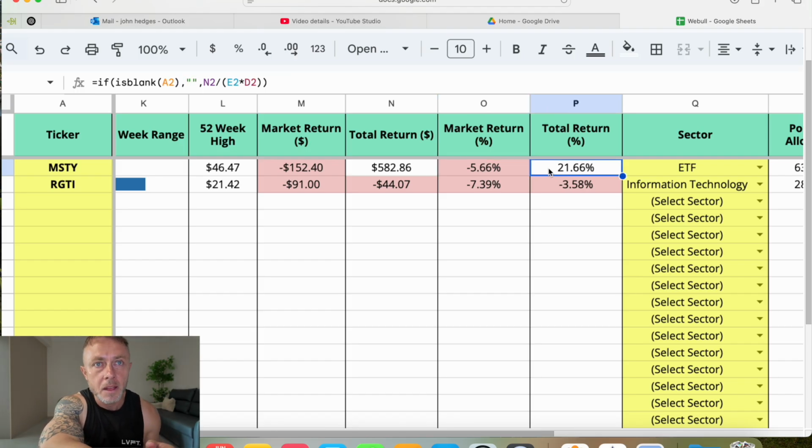And you see my Rigetti position. The reason why these numbers are different here is because I've been selling options and getting income on this, so it has made the total return different than the market return, and I'll share that with you in just a second.